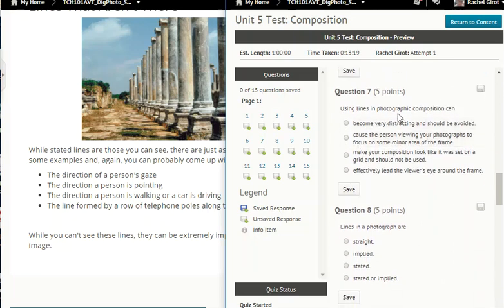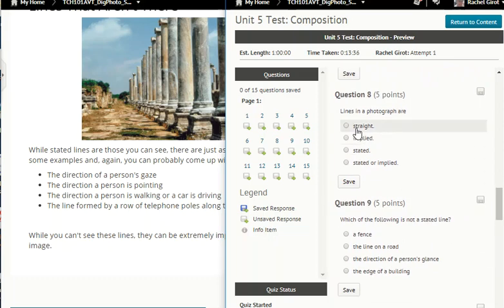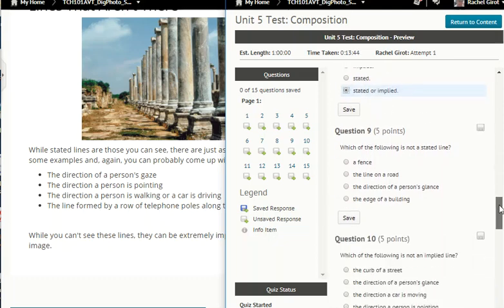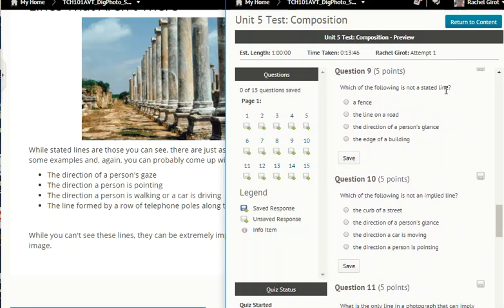All right, using lines in photographic composition can become very distracting and should be avoided, cause the person viewing your photograph to focus on some minor area, make your composition look like it was set on a grid, or effectively lead the viewer's eye around the frame. Let's go with that one. All right, lines in a photograph are straight, implied, stated or implied. Very good. Which of the following is not a stated line?